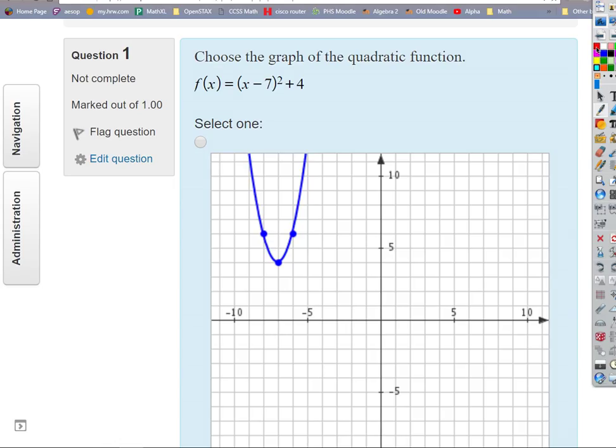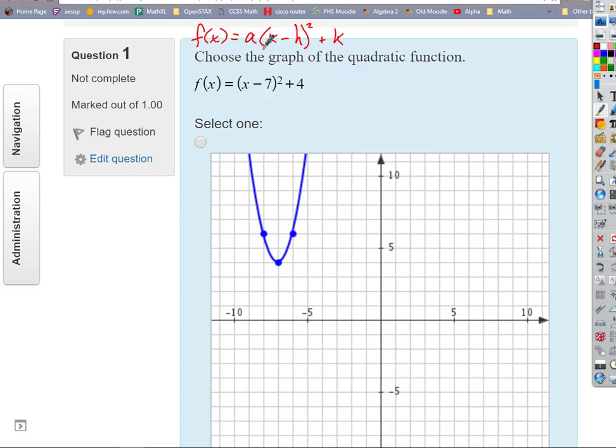So this one's in the form f of x equals, what? You tell me, what's vertex? A, x minus h, good, squared, plus k. What are we missing? A, yeah, good. We need A, right? The dilation factor.